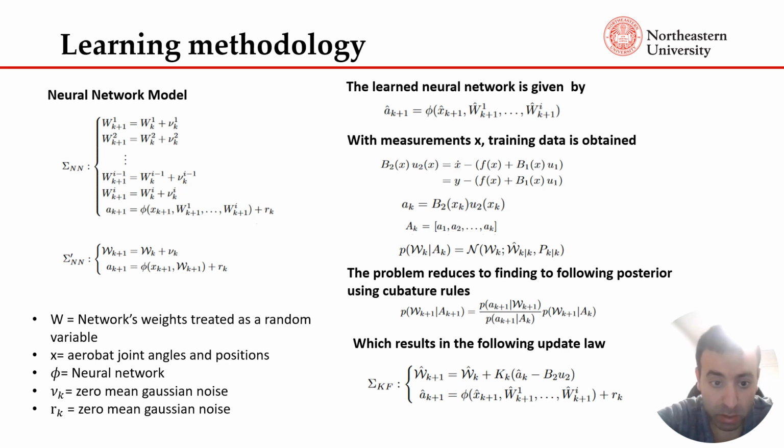Just to clarify one thing, the W are the neural network weights, and they are treated as a random value that has a mean and covariance, and that's assumed to be Gaussian. X is the aerobot joint angles and positions. X dot is its time derivative. Phi is a neural network, and we assume that the neural network weights have zero mean Gaussian noise nu_k, and the neural network output has a zero mean Gaussian noise r.